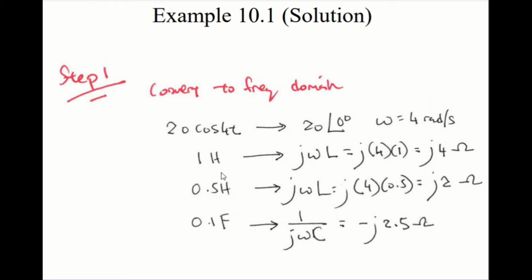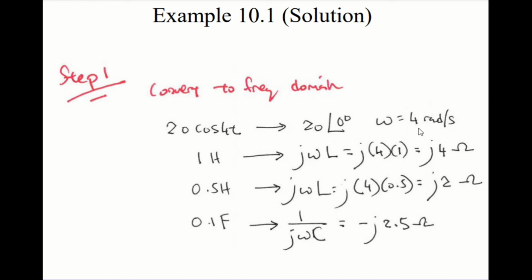The 1 H inductor and the capacitor, you need to change to phasor form. In rectangular form, the inductor is jωL, or for the capacitor, 1 over jωC. So you get these values over here.